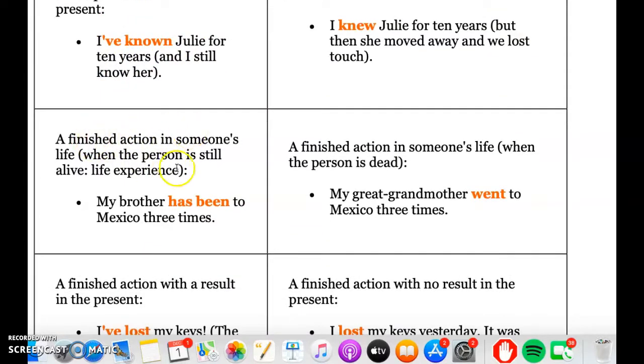A finished action in someone's life where the person is still alive. Una experiència vital, una acció acabada a la vida de qualcú, quan la persona encara està viva. My brother has been to Mexico 3 times. El meu germà ha anat a Mèxic 3 vegades.